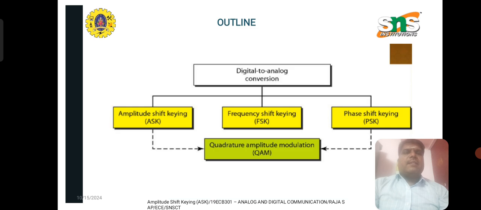Digital modulations are basically of three types. One is amplitude shift keying, second is frequency shift keying, third is phase shift keying. Amplitude shift keying and phase shift keying are combined together to form what is called quadrature amplitude modulation.